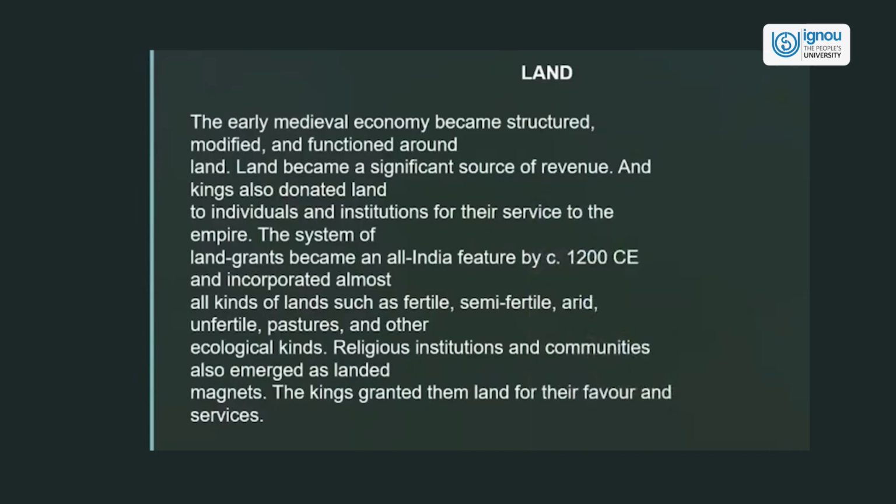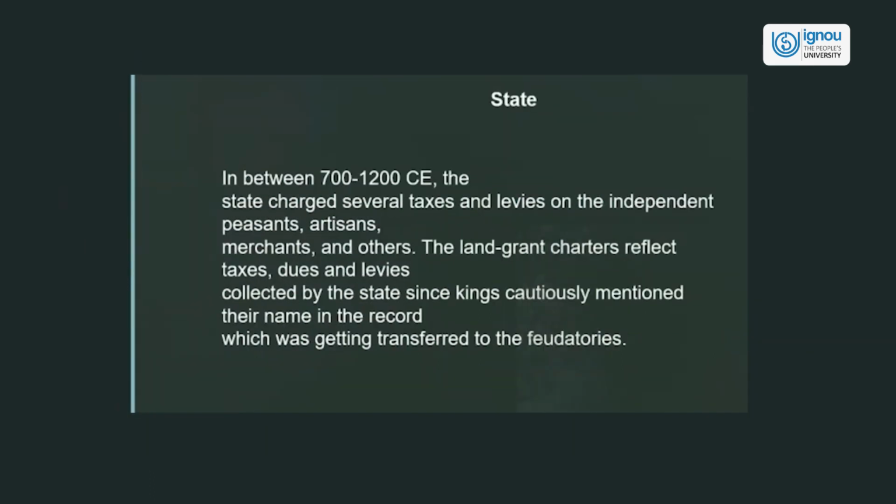The revenue system was under great pressure because of the feudal economy. And what about the state? In between 700 to 1200 CE, the state charged several taxes and levies on independent peasants, independent artisans, merchants, and others.